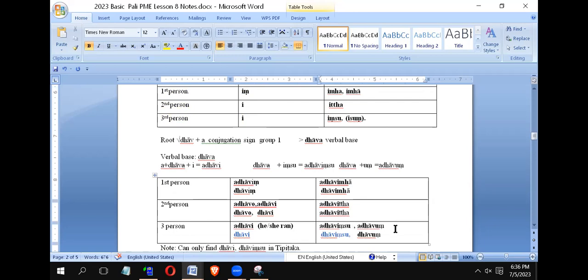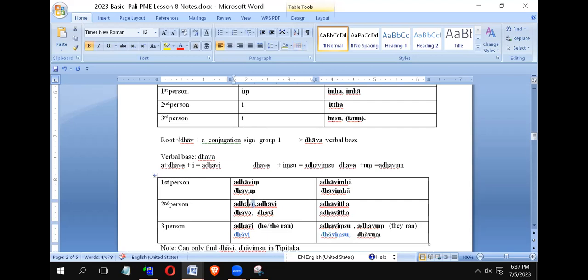And then the third person plural is they ran. You take the same dava, minus the a, add insu, so davinsu, and then you put the a in front, so it's adavinsu. So adavinsu, davinsu. Or dava plus um, and put the a, adavum. So you have these forms: adavi, davi. Adavinsu, davinsu. Adavum, davum.